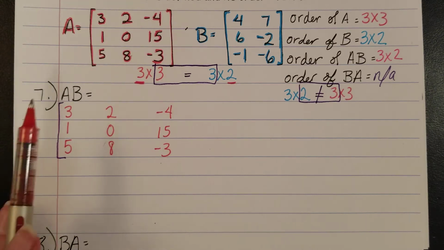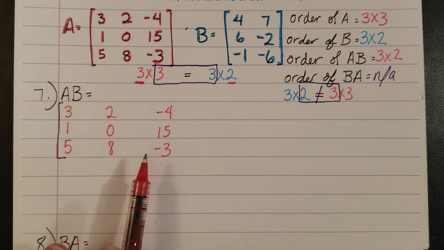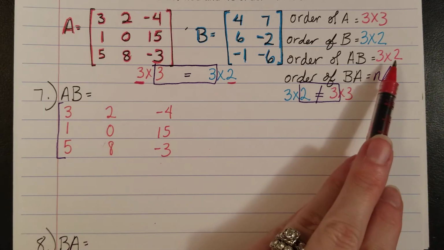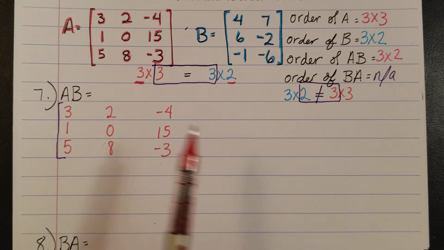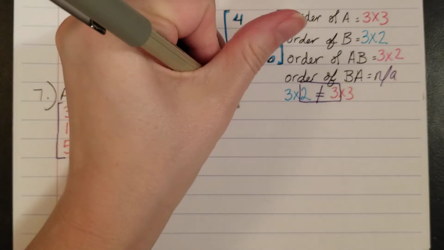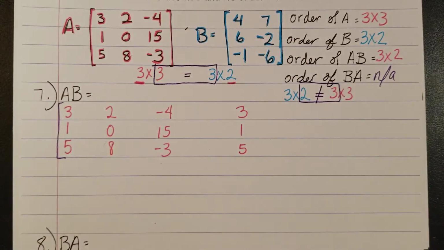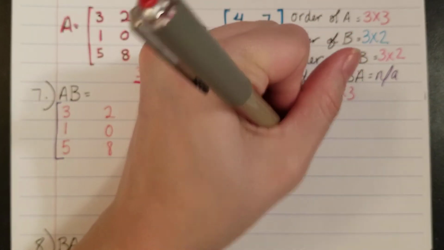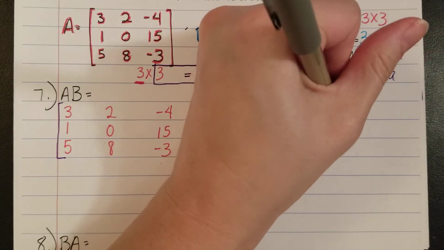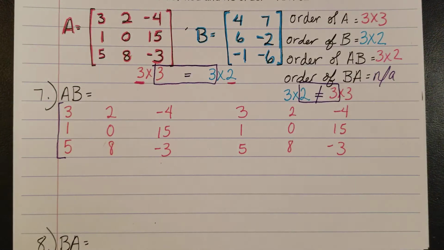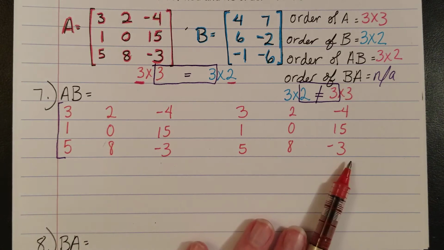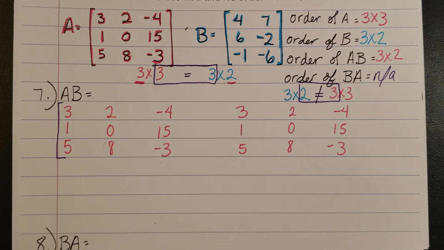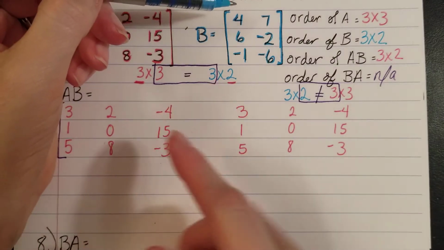All of that is actually going to be involved in column 1 of my answer. I have 2 columns in my answer, so I'm going to skip some extra space and write that down again for the second column. This is all part of column 1, and this is all going to be part of column 2. Now the next thing I'm going to do is take the columns from matrix B and turn them.